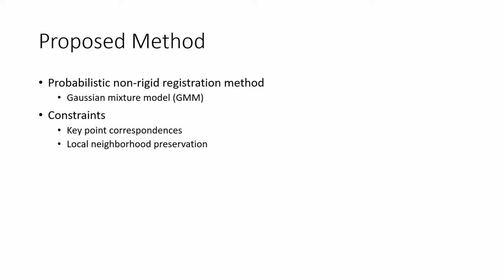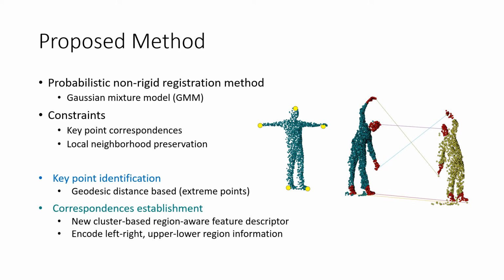In this paper, we present a probabilistic non-rigid point set registration method based on Gaussian mixture model to deal with large articulated deformations of point sets with different numbers of points. We leverage two important constraints, key point correspondences and local neighborhood preservation. Our method detects the key points in the point set based on the geodesic distance. We then extract feature descriptors based on cluster statistics of the detected key points to compute key point correspondences.